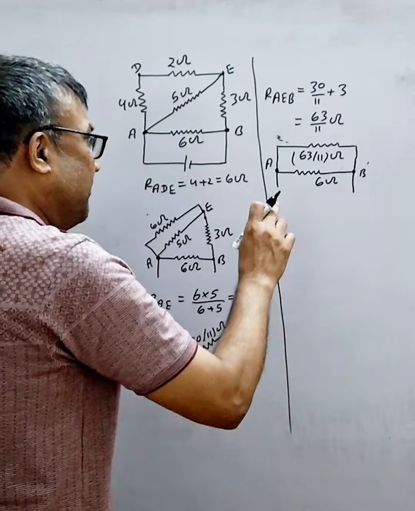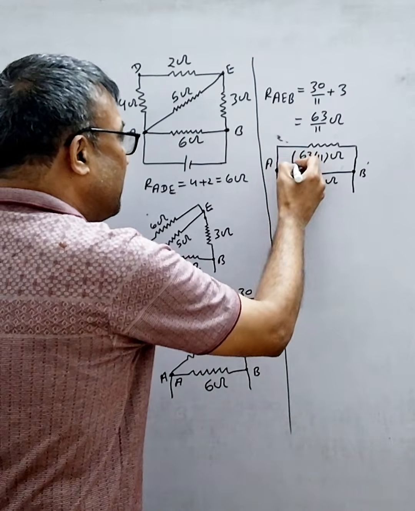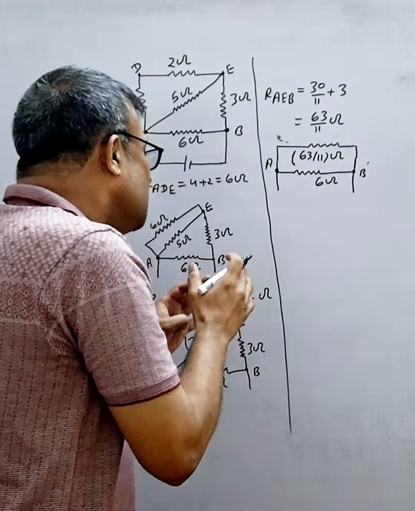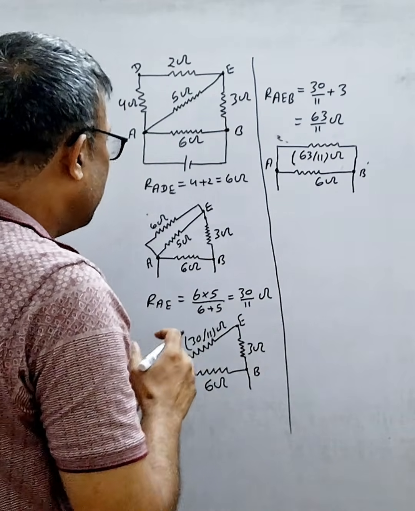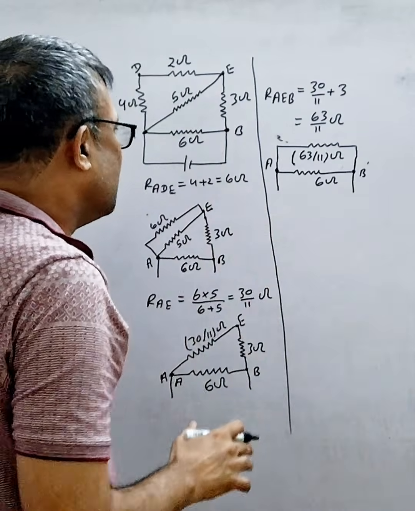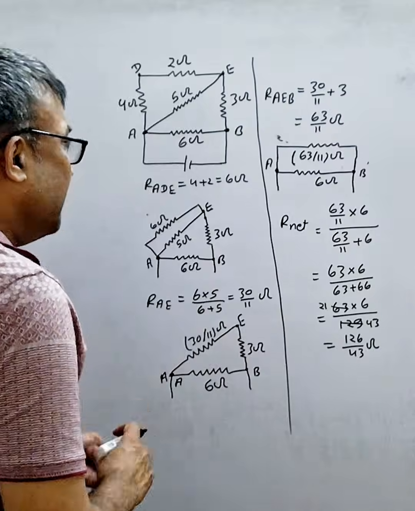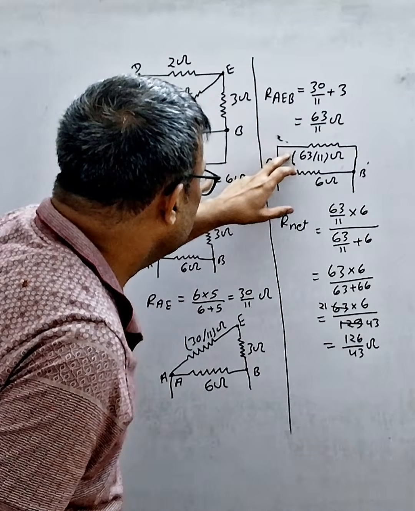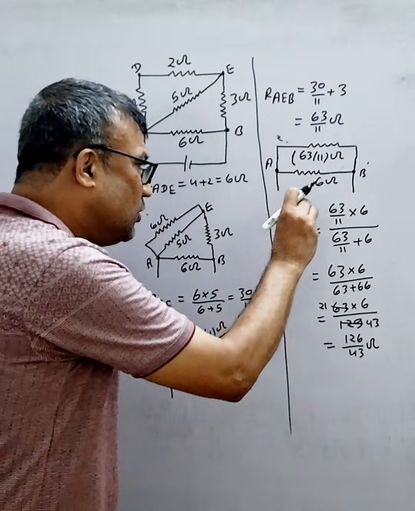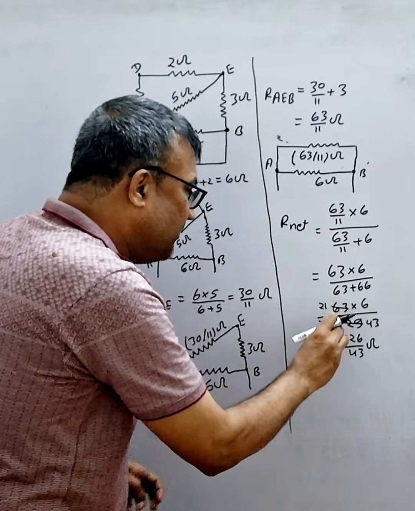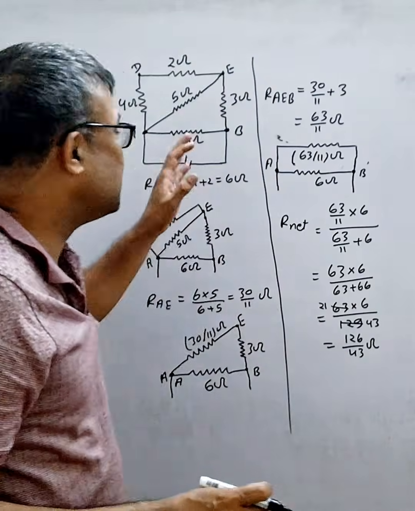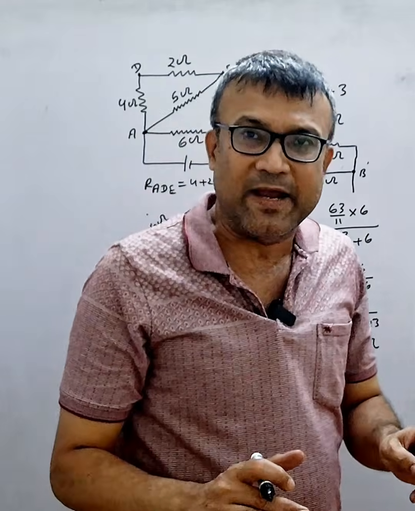Now between points A and B, these two resistances are connected in parallel. One is 63 by 11 ohm and another is 6 ohm. Now these two resistances are in parallel combination. Therefore, we can easily find out their resultant by the parallel combination of resistance formula. So the net resistance of these two resistors will be the product of these two resistances divided by the sum of these two resistances. If we solve this expression, the final answer will be 126 by 43 ohm. So the net resistance of this circuit is 126 by 43 ohm.